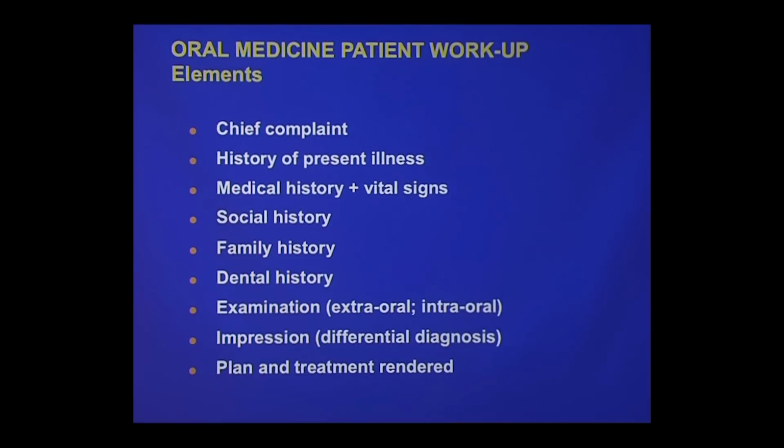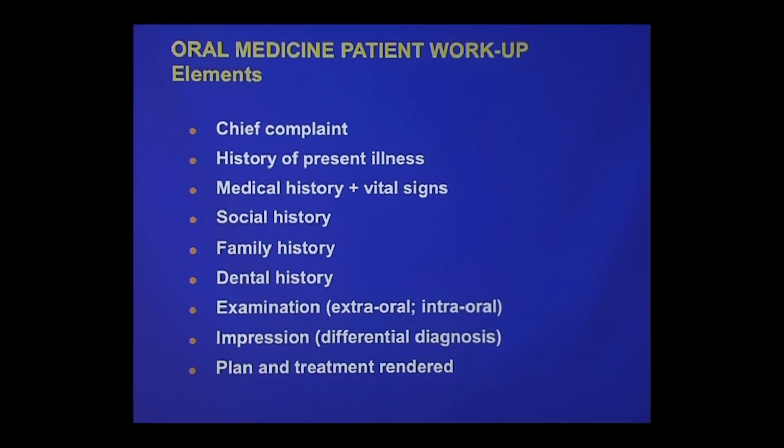The medical history, of course, is very important, especially because oral medicine deals with lots of systemic diseases that have manifestations in the mouth. So it's very important for us to know about patients' medical history, what medications they're taking, obviously their vital signs. Social history, are they smokers? Do they drink alcohol? How much? Family history, dental history. And once we've actually gone through all these different elements, we get to the examination. And then we obviously do an extra-oral examination, intraoral examination, and then we get an impression for what it might be, or we make a differential diagnosis. And then once we have a differential diagnosis, we come up with a plan.